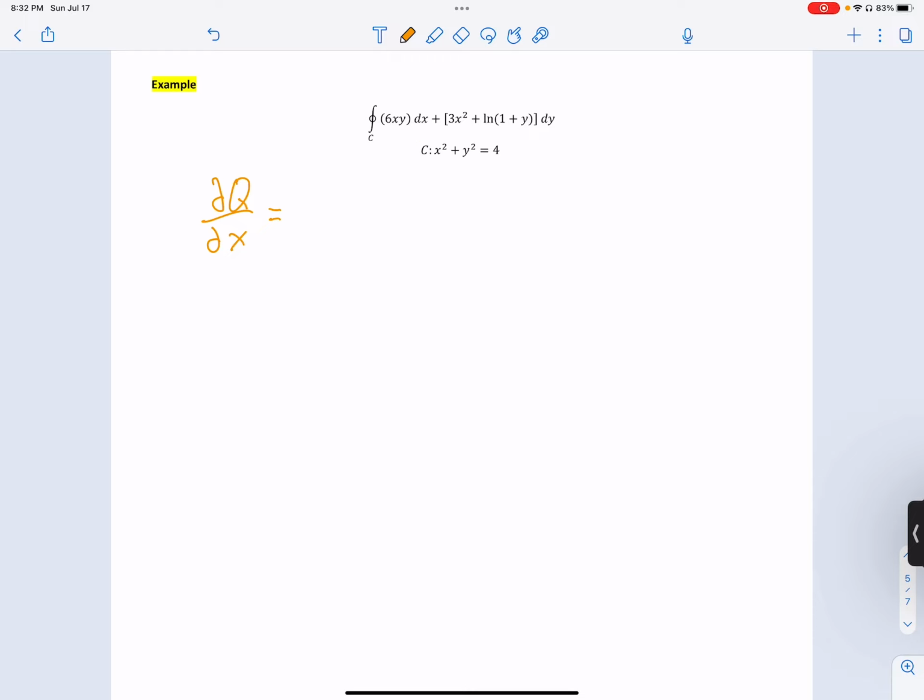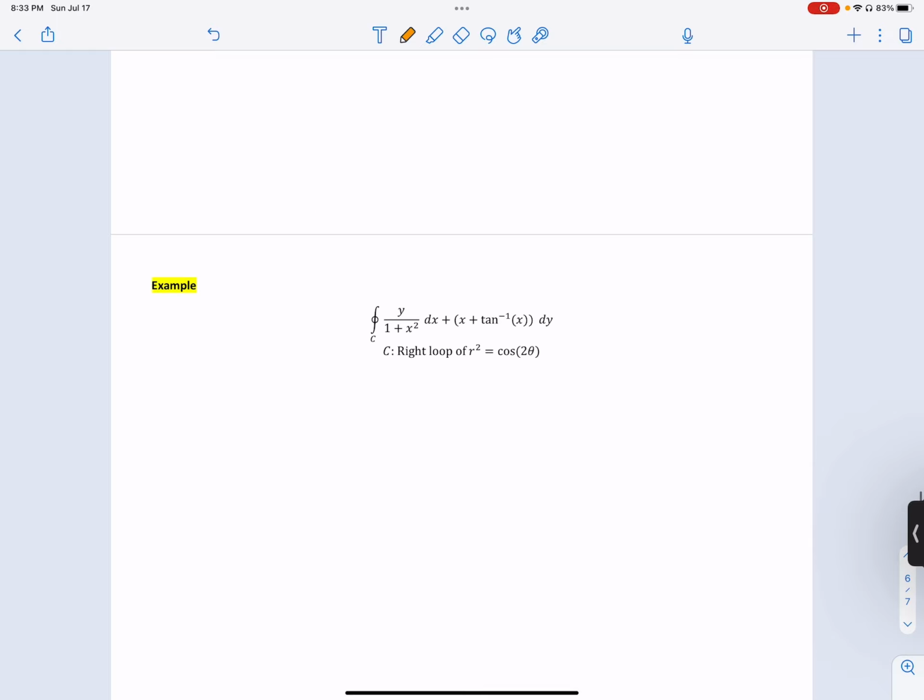So Q with respect to x, I get 6x, nothing there. And then P with respect to y, we get 6x. So when I want the work, it's going to be the double integral over the region of 0 dA, which is 0. So even though we have this circular region, going all the way around, it's going to be 0 because it's conservative, as long as it's a closed path.